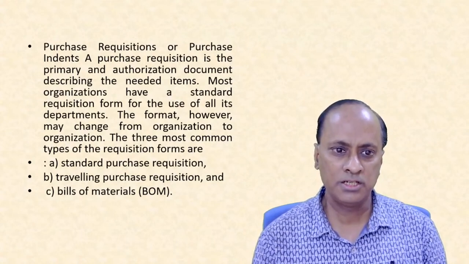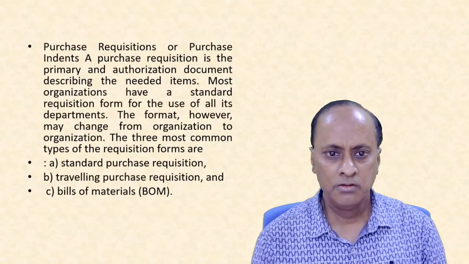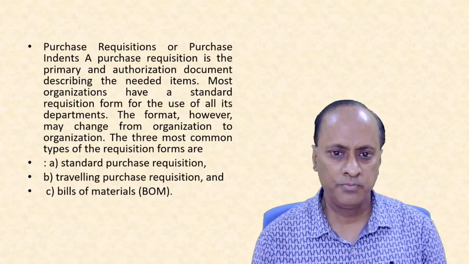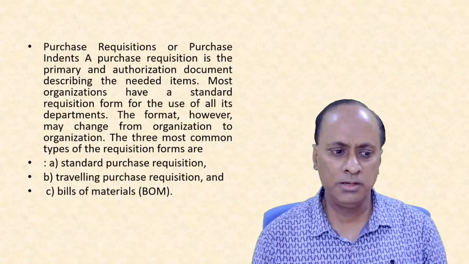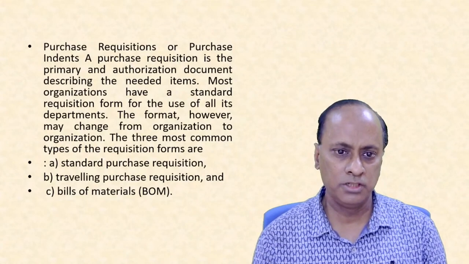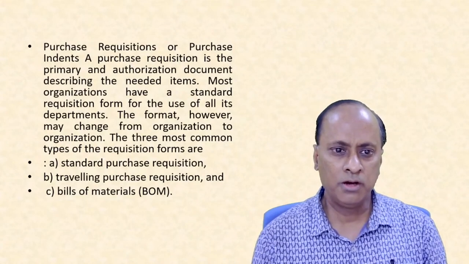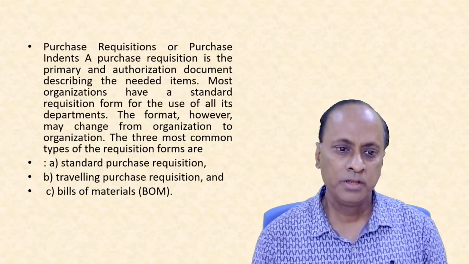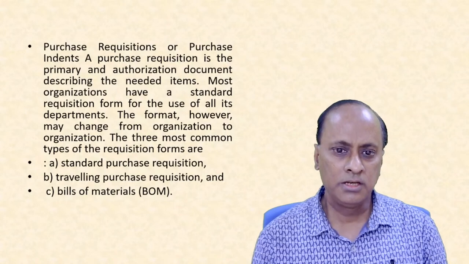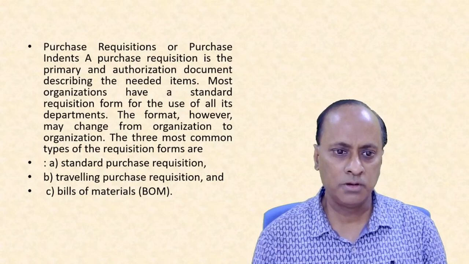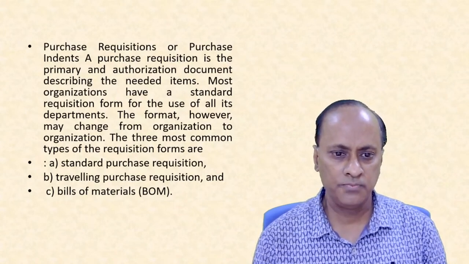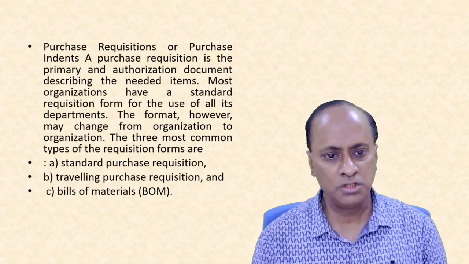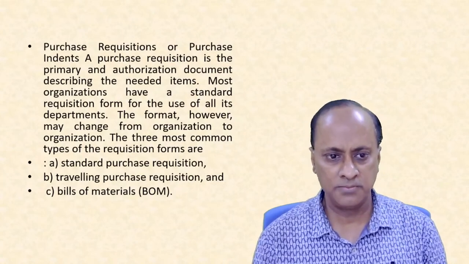Most organizations have a standard requisition form for use by all their departments. So most companies use a particular standard form of requisition which can be used for all the departments. The format, however, may change from organization to organization depending on their needs. The three most common types of requisition forms are the standard purchase requisition, the traveling purchase requisition, and the bill of materials.